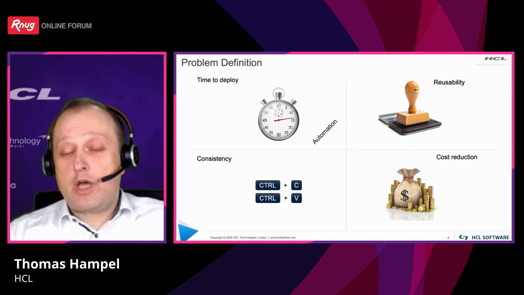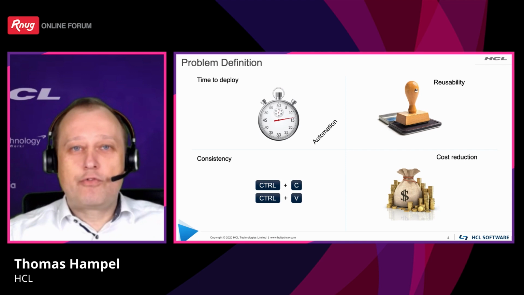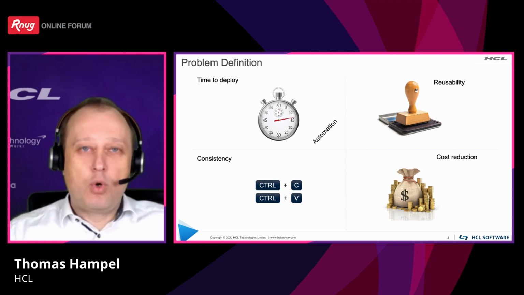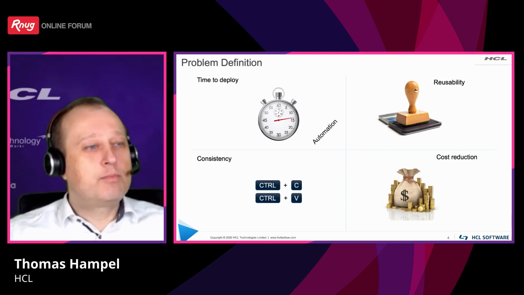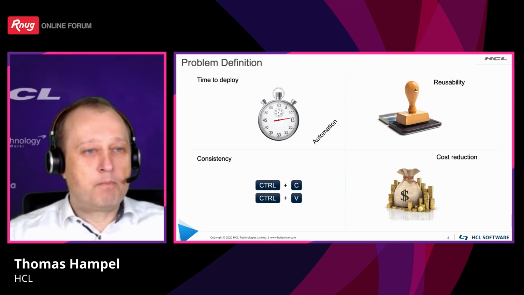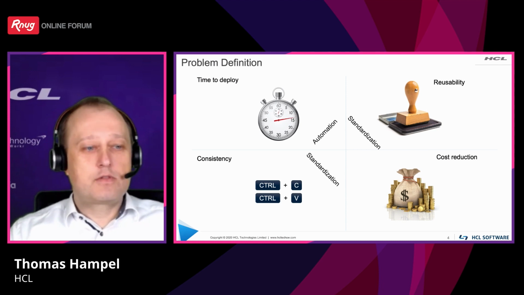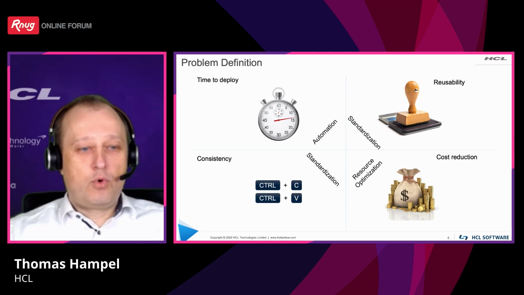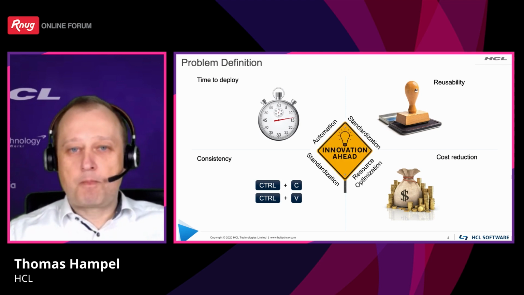And there is a solution to that in the IT industry. For time to deploy, it is, of course, automation. If you automate a task, it will run unattended, and will save a great amount of time. For reusability and consistency, the solution is standardization. Standardize and harmonize the settings. And of course, for cost reduction, let's go for resource optimization.